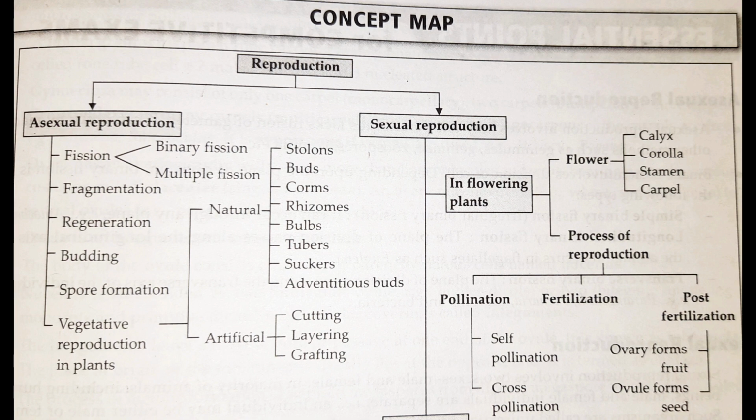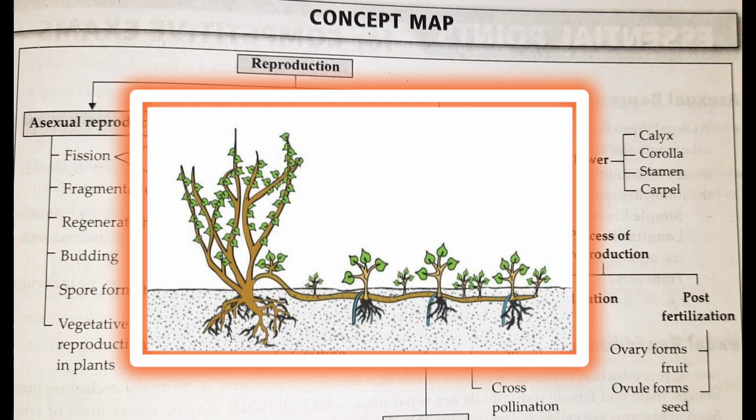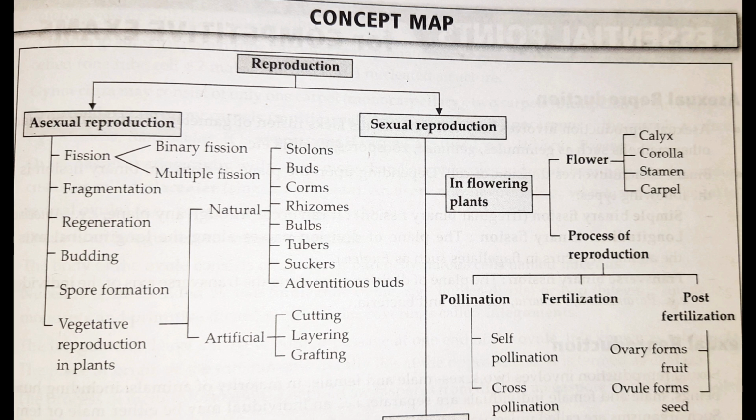Next is layering. In layering, the roots are artificially induced on the stem branches before they are detached from the parent plant for propagation. Layering is done by two methods, mound layering and air layering. Several plants like jasmine, strawberry, guava, lemon, China rose, that is hibiscus, and several others can be grown through this method.